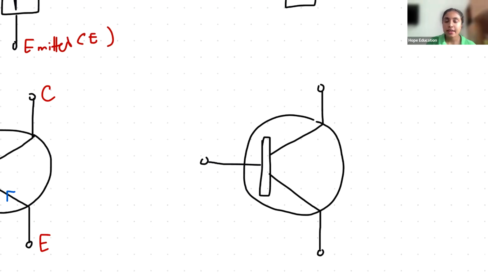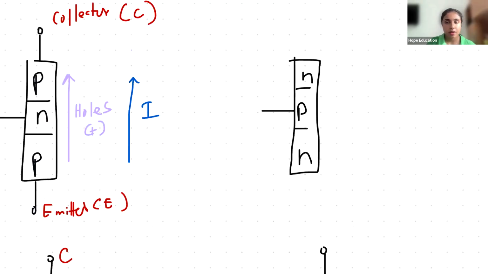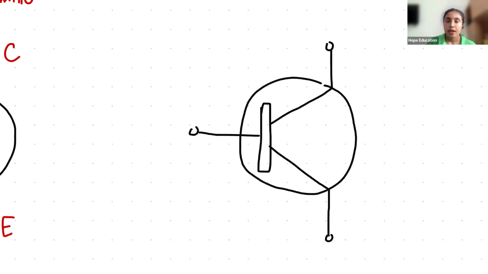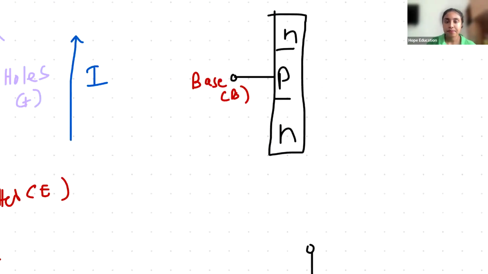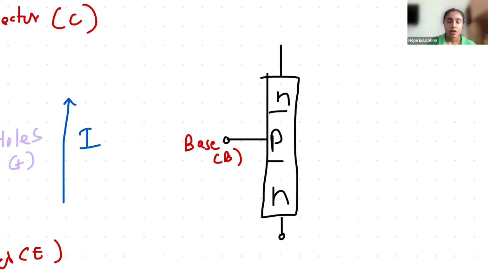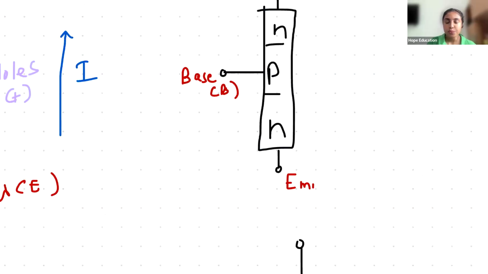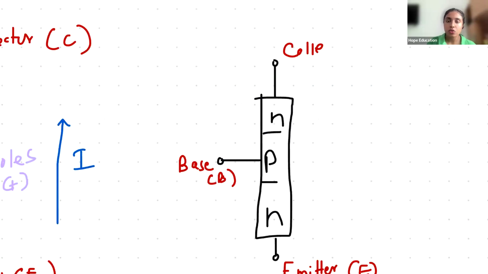Yes, as you all correctly said, the base is P, right? P, not N. The base is always the one in the middle. So the P semiconductor is the base. That means here this is the base. And I will say that this is the emitter, this is the collector. And as you know, charge carriers always move from emitter to collector.